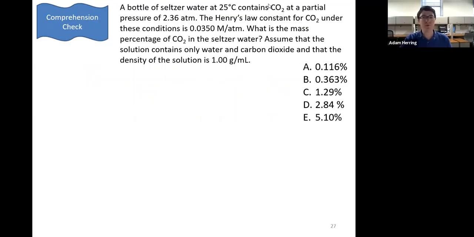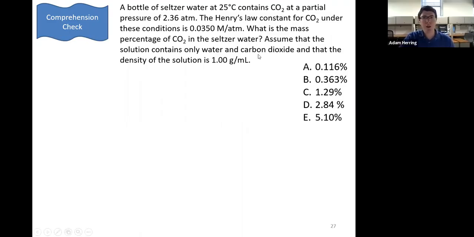Here's another question. Pause the video and try this one on your own. Welcome back. So we're told that you have a bottle of seltzer water at 25 degrees Celsius, containing carbon dioxide with a partial pressure of 2.36 atmospheres. You're given the Henry's law constant and want to know the mass percent of carbon dioxide in the water, assuming that it only contains water and carbon dioxide, and the density of the solution is 1 gram per milliliter.